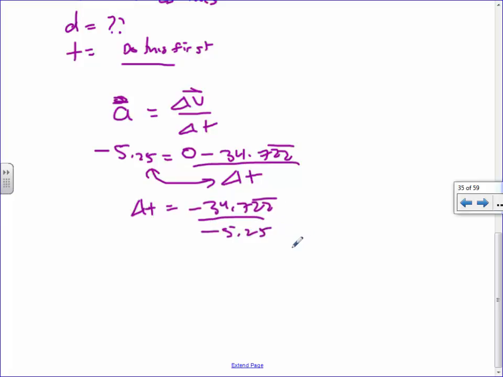Here's why that negative is so important. Two negatives divided by each other makes a positive, which is good because time should be positive. You're dividing it though, not adding. You're dividing.